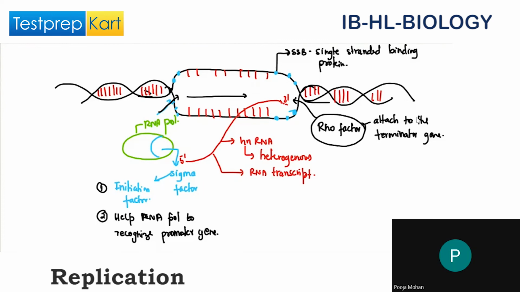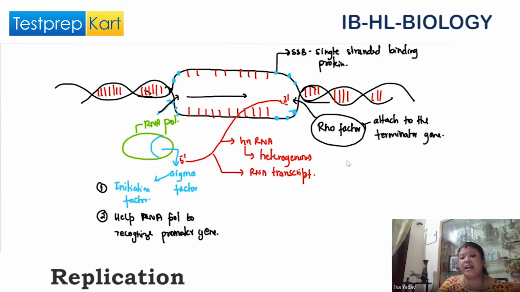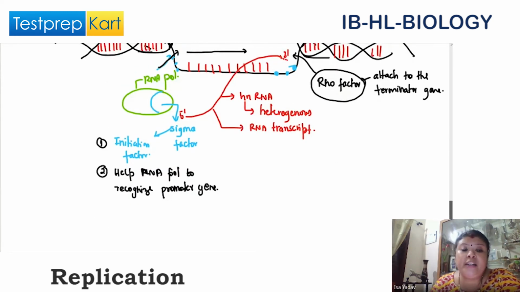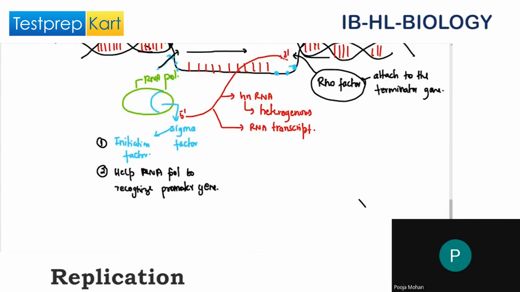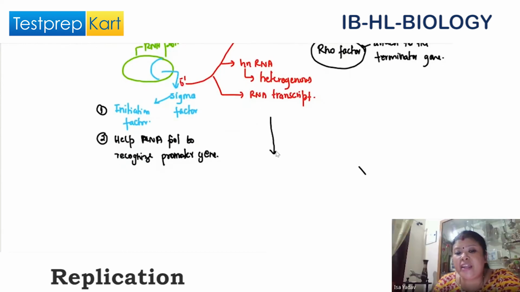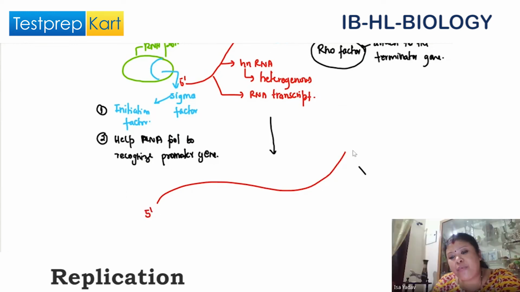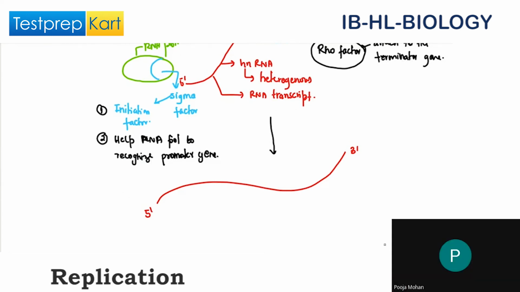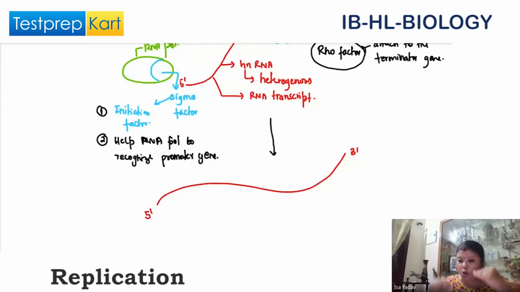Once it attaches to the terminator gene, the process of transcription is terminated. Terminated means stop. At once, what happens? This mRNA will drop down. This is 5 prime, this is 3 prime. The mRNA will drop down, then rho factor is removed, and RNA polymerase is removed. After that, the DNA recoils back, and then DNA goes on for replication.